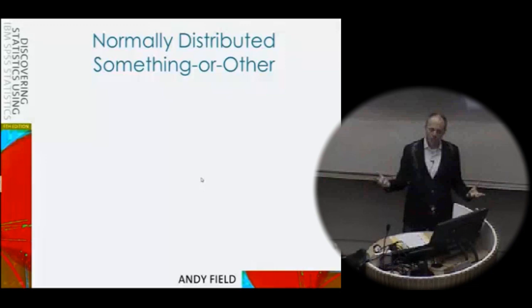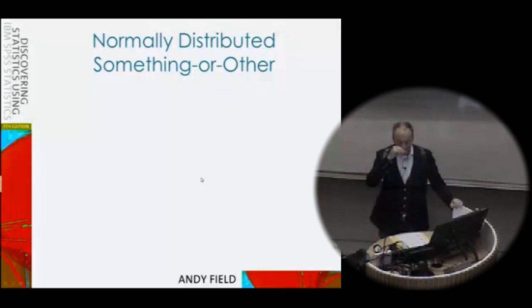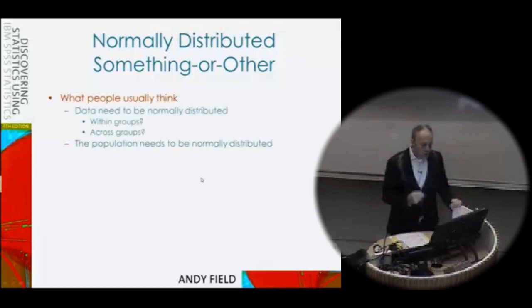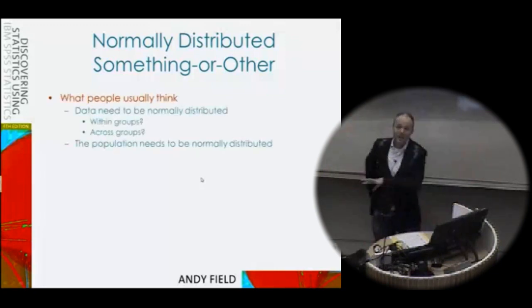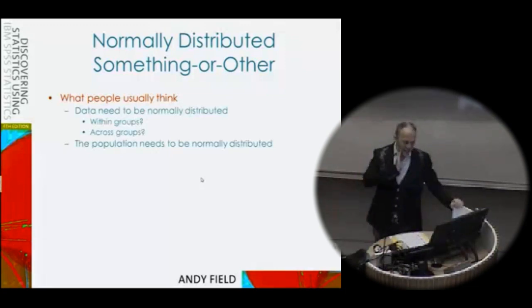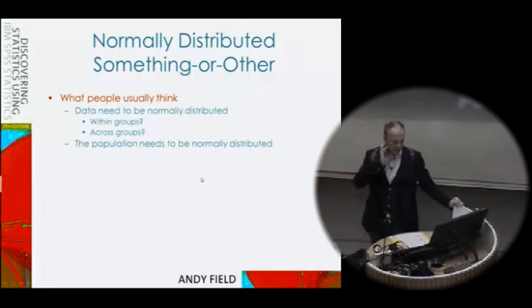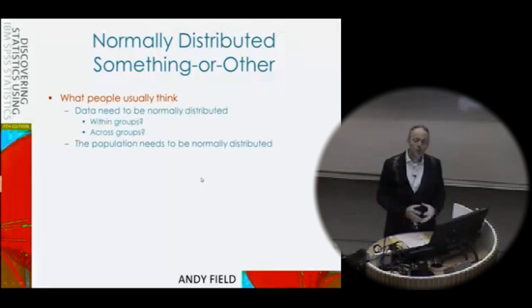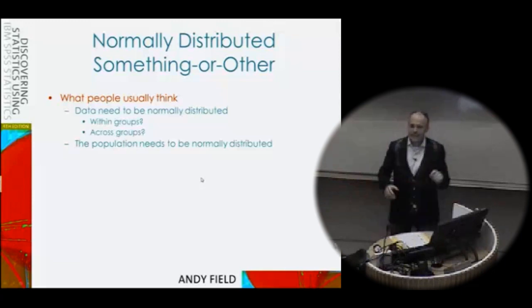Why have I said something or other? Why have I not said normally distributed data? That's because it's a misunderstood assumption, typically. If you took a straw poll around the faculty in our department, you'd probably find quite a few of them saying that it was the data that needs to be normally distributed. That's what people tend to think: your data have to be normally distributed for the models that we fit to work. Now, actually, that's not strictly speaking true.